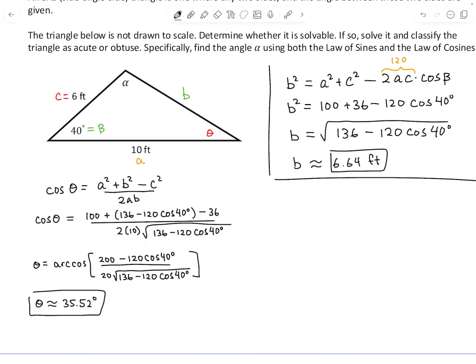Now once you know theta, we can find alpha by knowing that the sum of the interior angles must be 180 degrees. So we're actually going to find alpha 3 ways. Alpha will be 180 degrees minus beta minus theta. And beta and theta are now known.